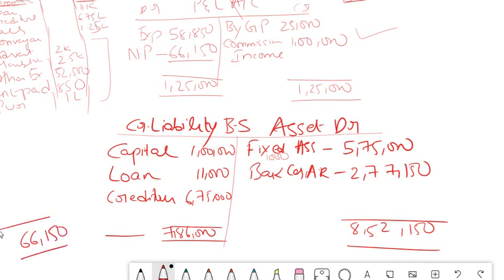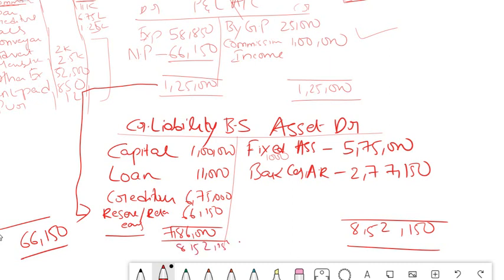What did I tell you? The net profit should be brought to your balance sheet and it should be called as reserves. Generally it is called as reserves or retained earnings. Retained earnings means the earnings which you make this year, you retain it, you don't spend it, you retain it for future purposes. So that 66,150 if you put here, then the total will become 8,52,150 and the total will match. That means your asset and liability is matching.